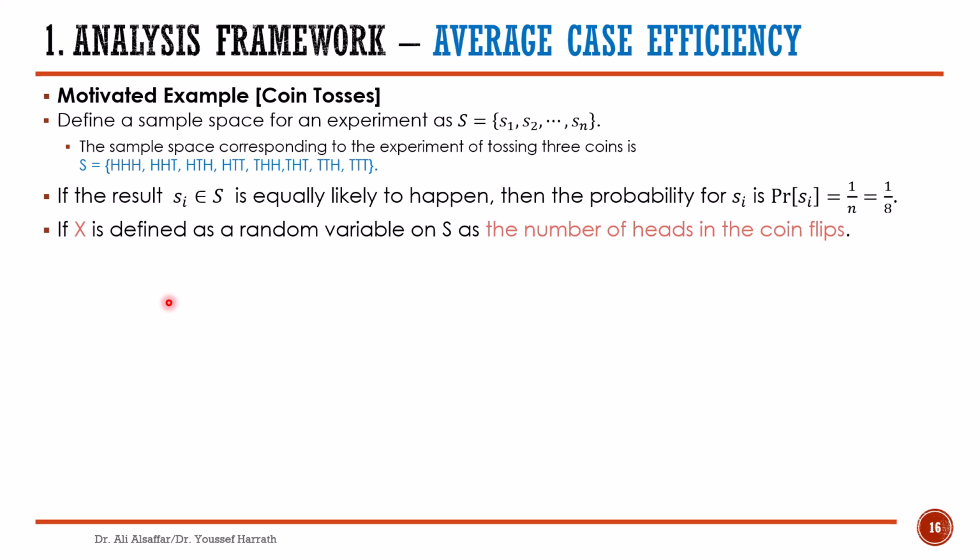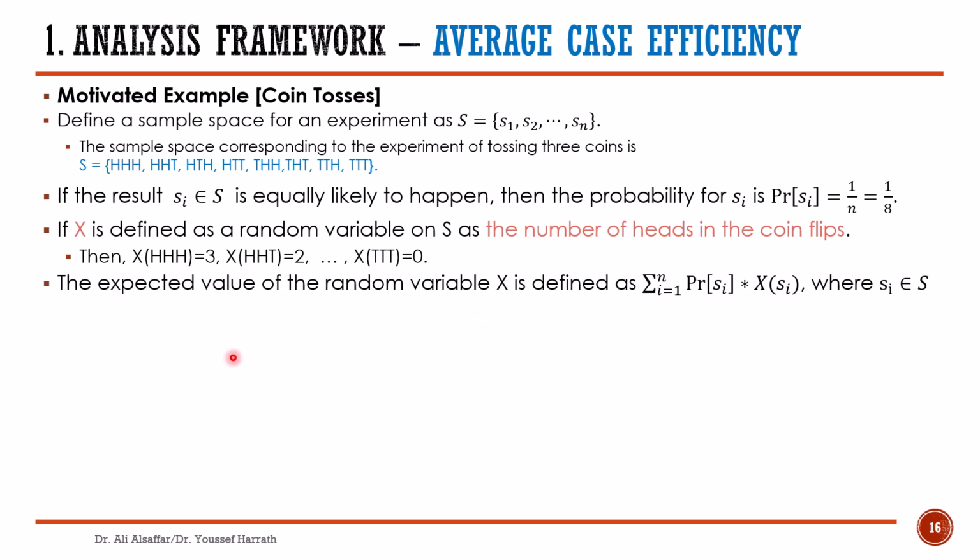Now to count the number of heads for each outcome when throwing the 3 coins, we define a random variable X that works similar to a mathematical function, that if given an outcome Si, it returns the number of heads in this outcome. As an example, for 3 heads, the random variable X returns 3, and for 2 heads and 1 tail, it returns 2, and for the last outcome, 3 tails, it returns 0.